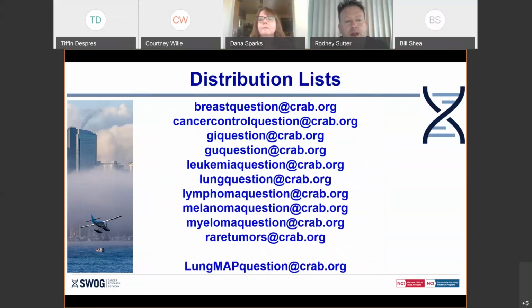So we have many committee-specific and one study-specific for LungMap email distribution lists noted here. Any of these will reach all the data coordinators that are assigned to those committees. So even if your data coordinator is out on a given day, there'll be backups that you'll be able to get in touch with if you need something answered right away.